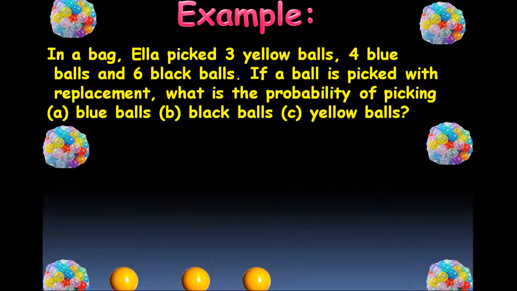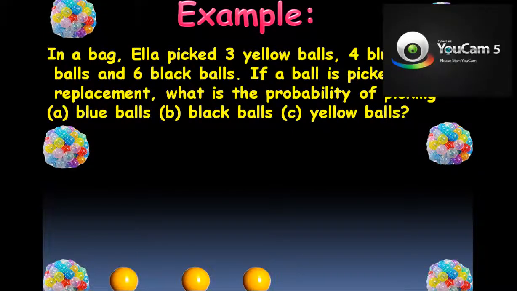We have in a bag, Ella picked 3 yellow balls, 4 blue balls, and 6 black balls. If a ball is picked with replacement, what is the probability of picking blue balls, black balls, and yellow balls?